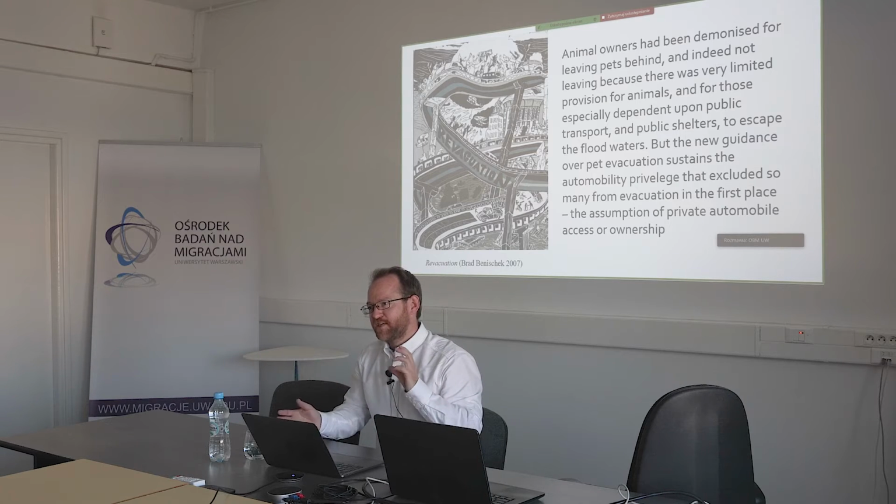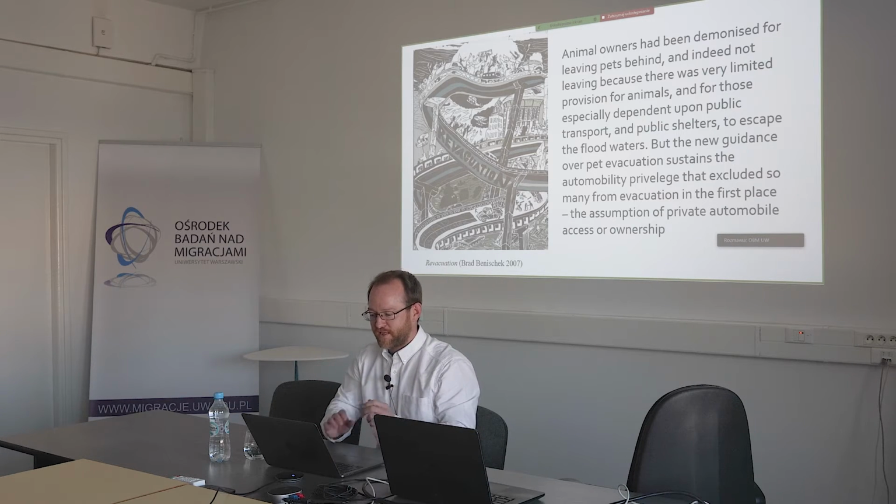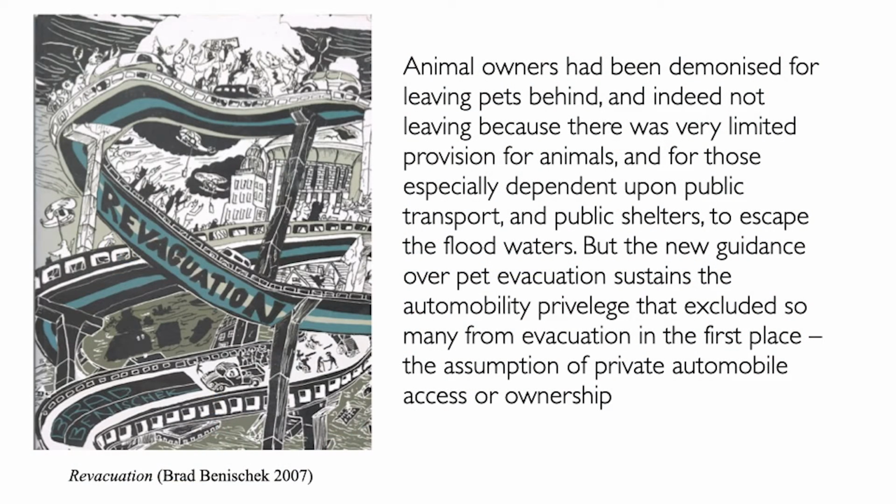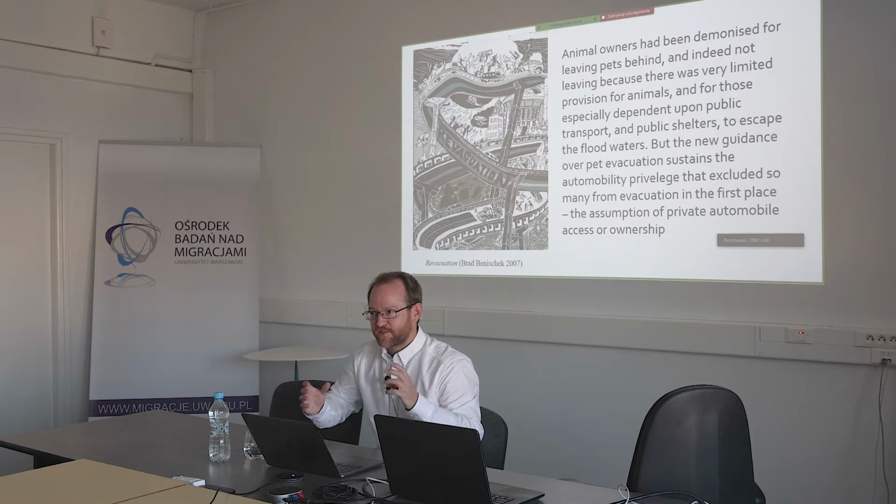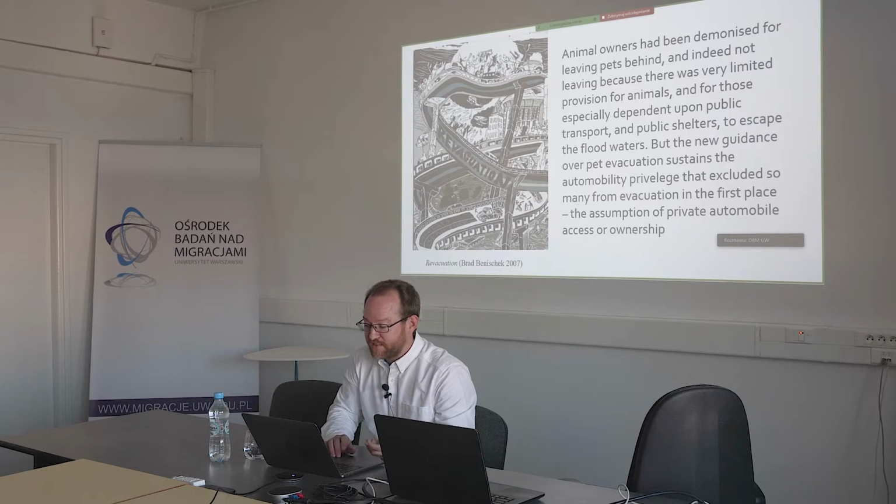And these are really interesting relations and values flowing between the human and the animal that I want to unpack a bit. So, designed to encourage animal evacuation planning in the United States under the Pets Act following Hurricane Katrina, animal owners had been demonized for leaving pets behind, and indeed not leaving because there was very limited provision for their animals, especially for those who are dependent upon public transport or indeed public shelters to escape the floodwaters. So in other words, those human-animal relations and connections really mattered, and it made a difference to people's propensity to move or to leave.